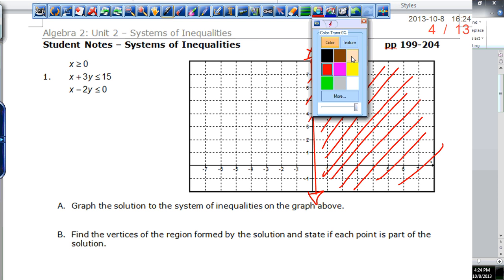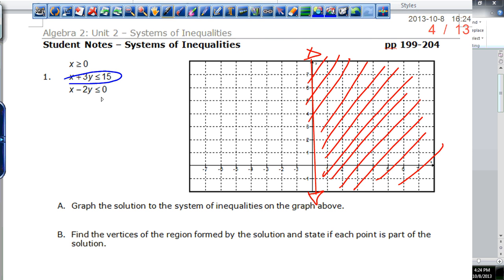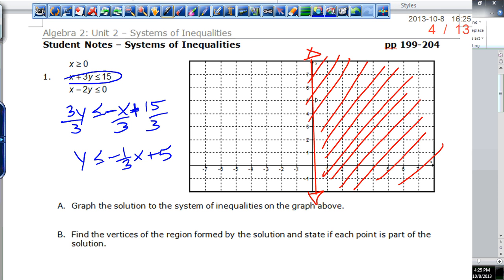For my other two, I got to solve for y. So my first one, let's solve for y. Move x over. I got negative x plus 15. And I need y all alone, so I'm going to divide each piece by 3. So I got y is less than or equal to negative 1/3 x plus 5. So that means my y-intercept is 5. Go down 1 over 3, down 1 over 3, and keep going.